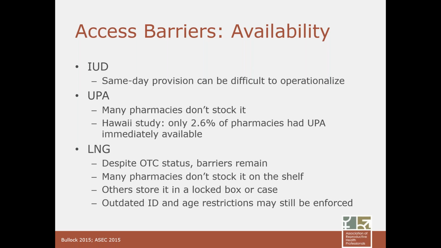So several factors impact the availability of EC methods. For the IUD, even when providers are aware of the copper IUD as EC and want to offer it, in the clinic, you can't always make it happen the same day, okay? And it sometimes can be even hard to get the patient within the next week, within that same week. One barrier to the wider spread use of UPA is that many pharmacies still do not routinely stock it. In fact, there was a study in Hawaii showed less than 3% of pharmacies had UPA immediately available.